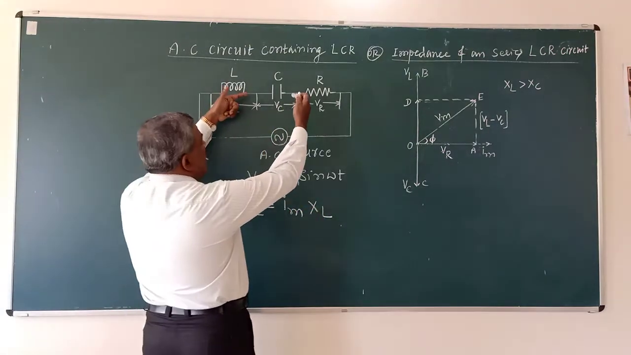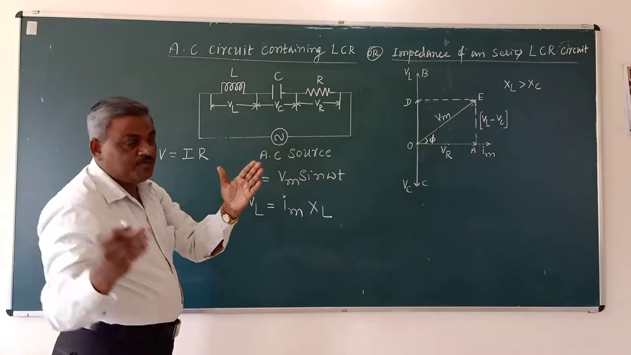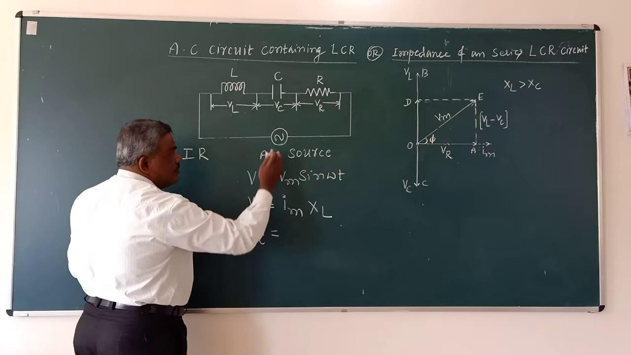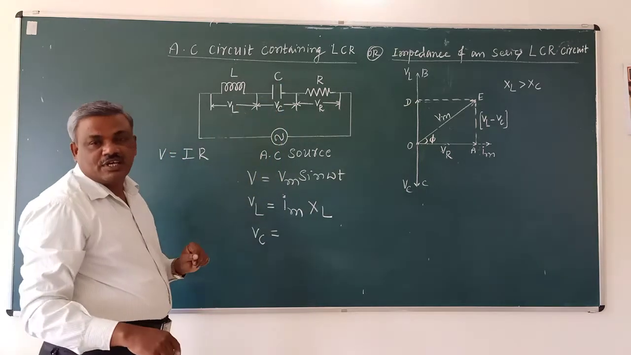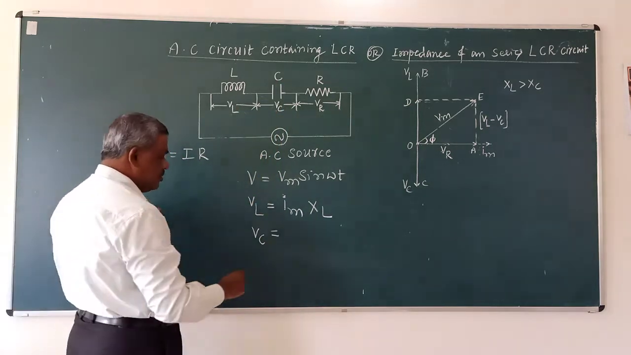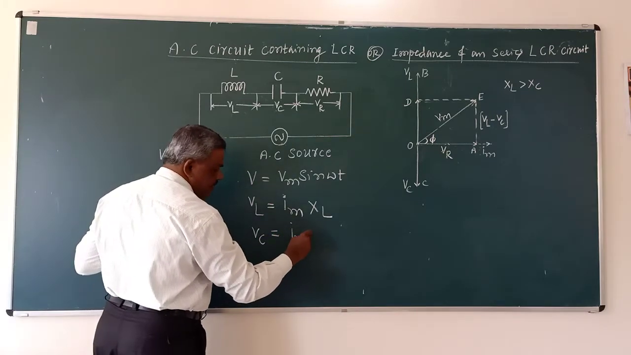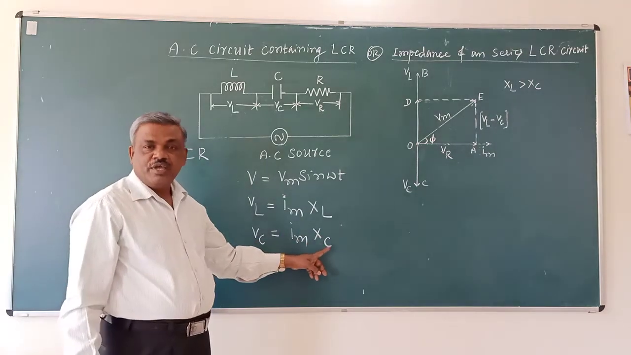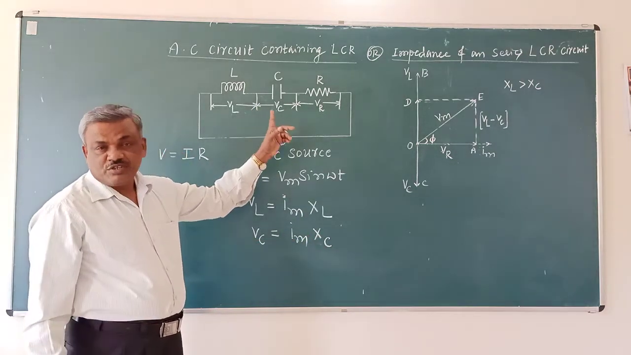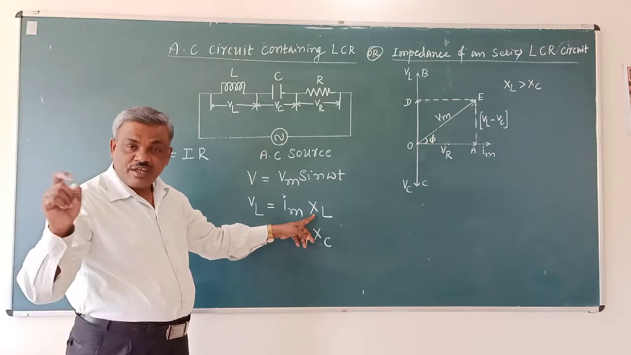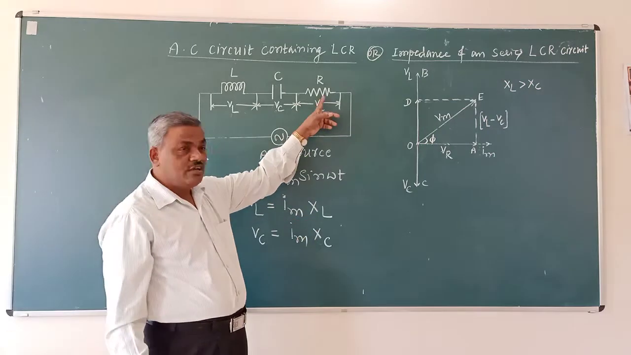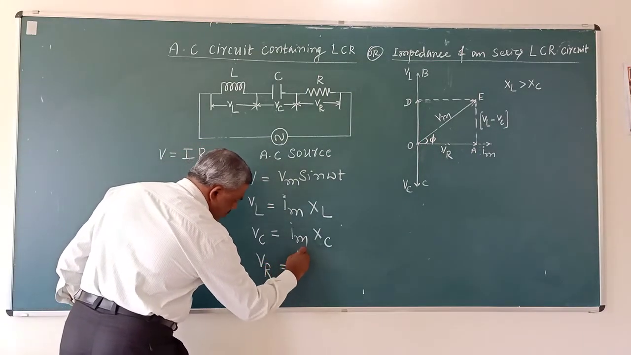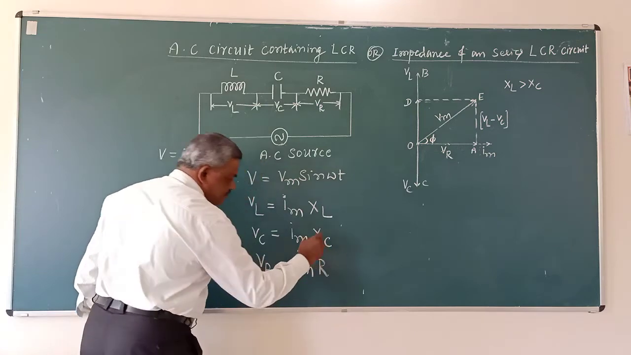Now the voltage across the capacitor, or potential difference across the capacitor, VC equal to Im XC. XC is the capacitive reactance, XL is the inductive reactance. Now the potential difference across the resistor, VR equal to Im into R.